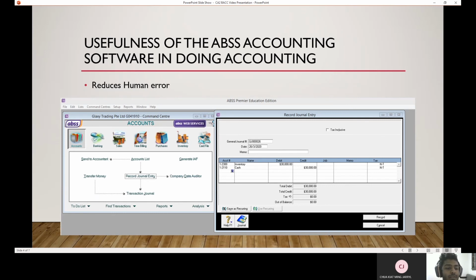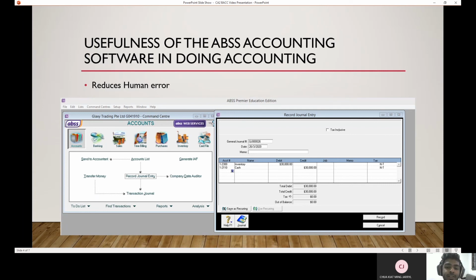For example, if you click record journal entry in this picture below, and if you want to debit inventory for $30,000 and credit cash for $30,000, you can see at the out of balance box that it says $0 and 0 cents. This means that your debit and your credit has cancelled each other out. By putting in the figures into the record journal entry function, it will prevent typing errors.